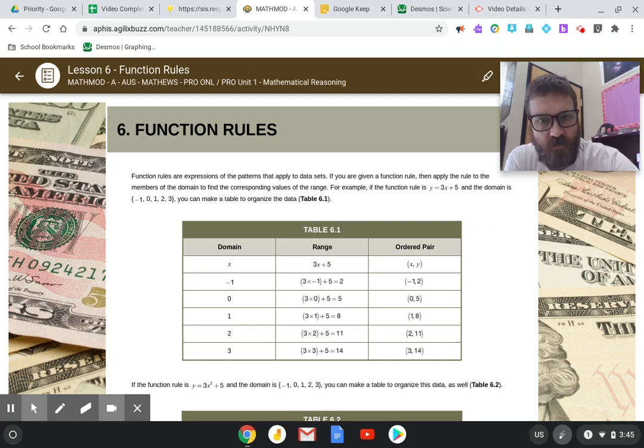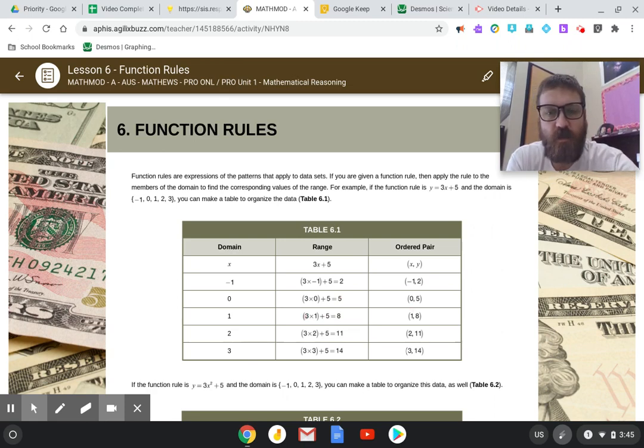So looking at this, you can see how they worked it out. If the domain value is -1, then we do 3 times -1 plus 5. That's -3 plus 5 is 2. And so then the ordered pair that comes from that one is (-1, 2). And then there's my ordered pair. And we keep going. 3 times 0 is 0 plus 5 is 5. (0, 5). 3 times 1, which is the domain here, 3 times 1 plus 5 is 8, so (1, 8).